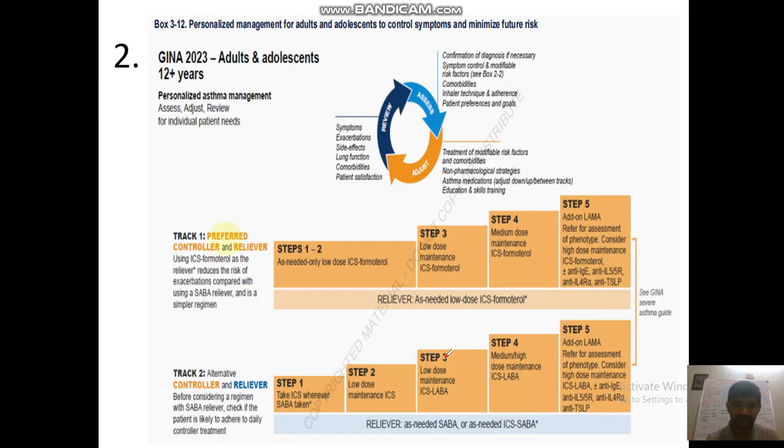Second major difference, coming to the adults and adolescents. In the treatment, we had track 1 and track 2 in the previous version also. Here also that is maintained. Step 1, step 2, step 3, step 4, step 5, everything is the same. The only major difference here is in track 2, we have the addition of as-needed ICS SABA as a preferred alternative for a reliever. Okay, understood? Remember this.